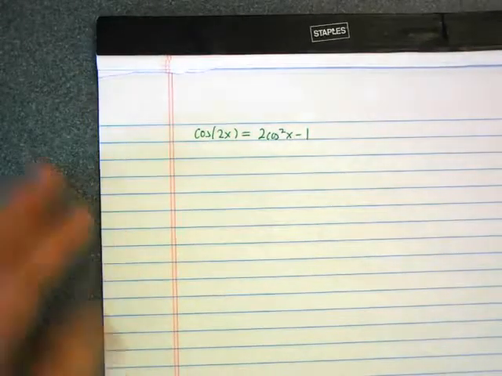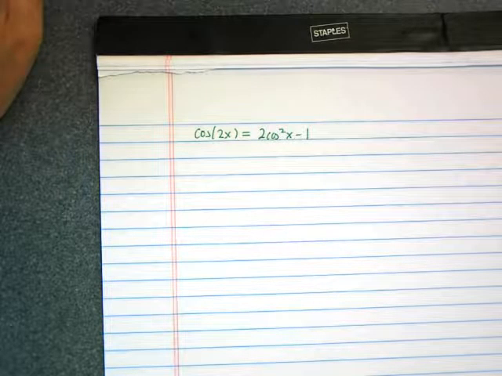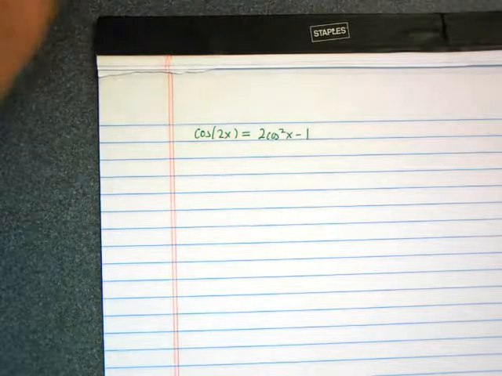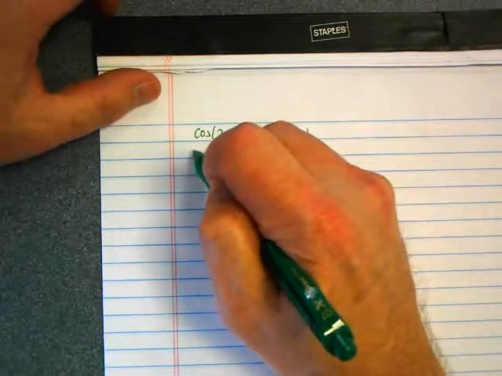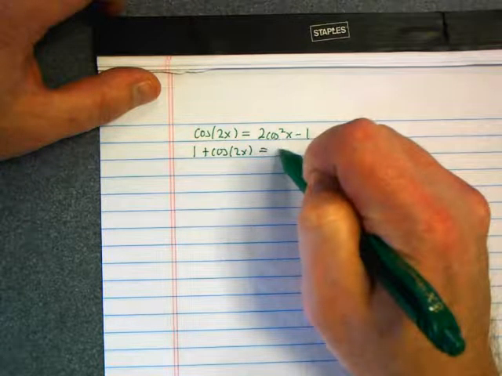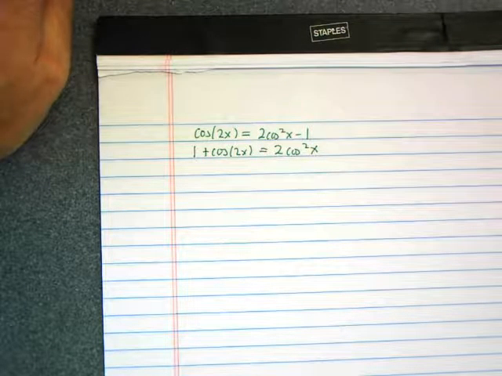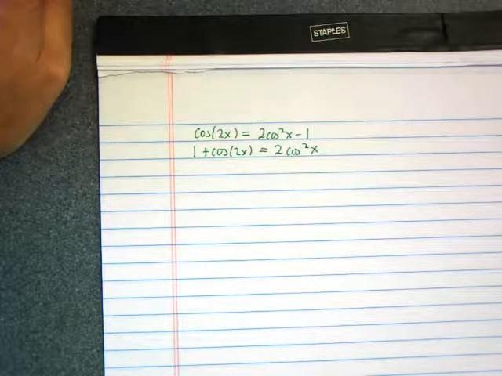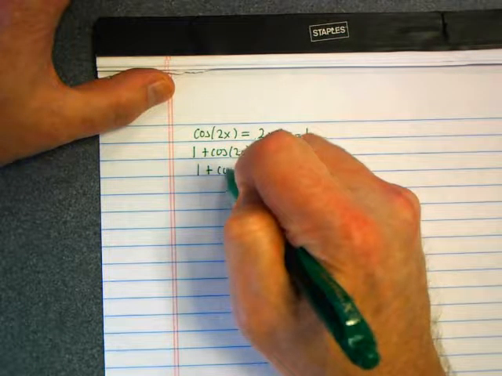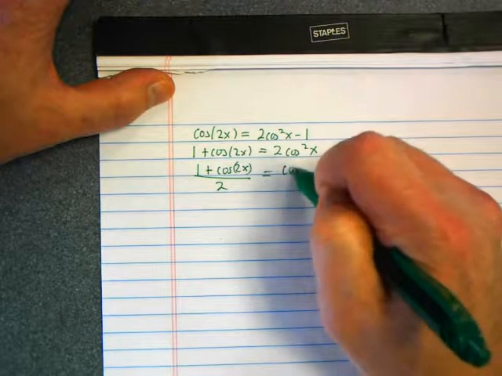Okay, so one of the identities we had a minute ago was cosine of 2x is 2 cosine squared x minus 1. I'm going to rearrange this formula a little bit. I'm going to add 1 to both sides. So this is 1 plus cosine of 2x equals 2 cosine squared x. And then I'm going to divide both sides by 2. So I have 1 plus cosine of 2x over 2 is cosine squared x.